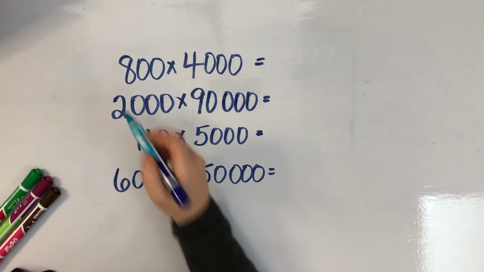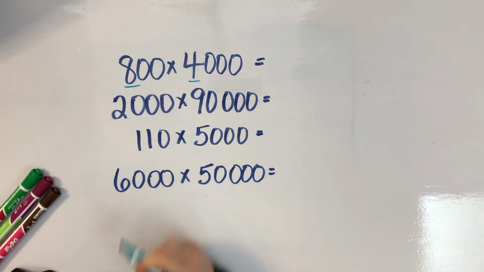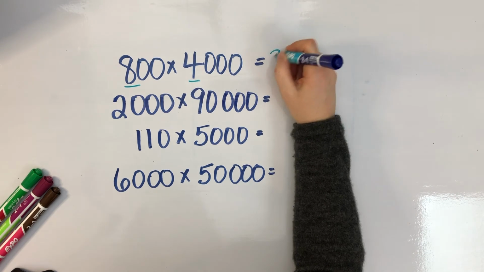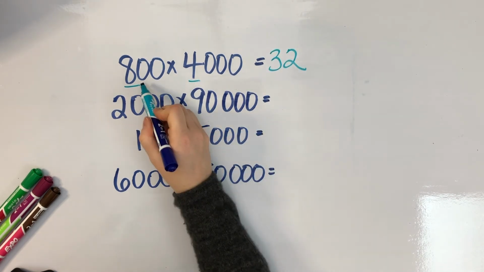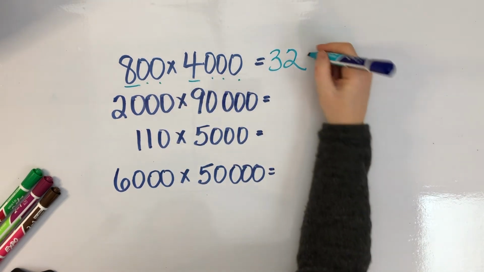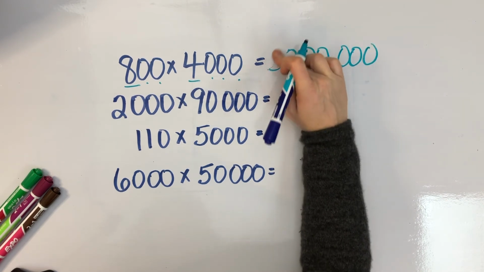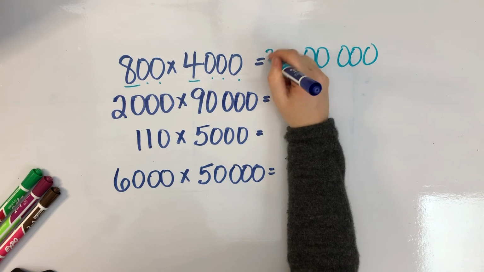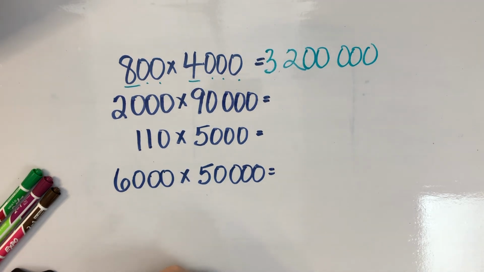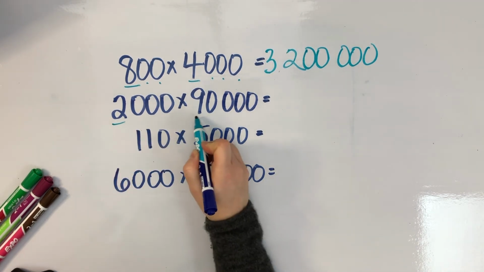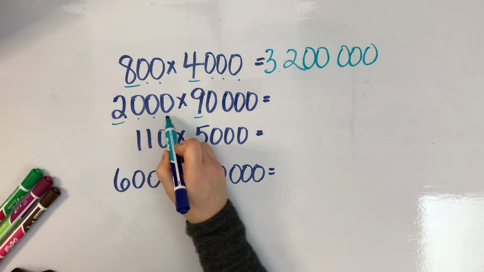Okay, first we've got 8 times 4, which is 32. And then you'll need to tack on 1, 2, 3, 4, 5 zeros. Let's fix the spacing. 3,200,000.